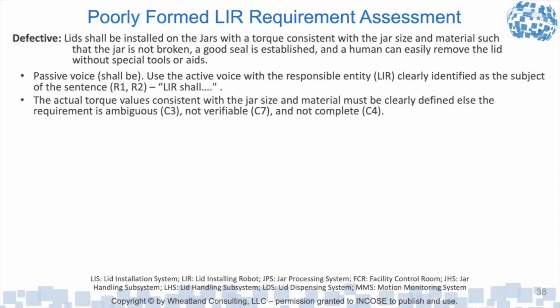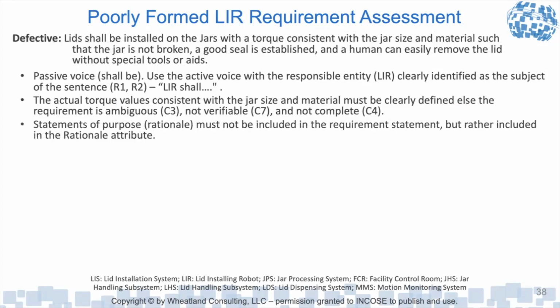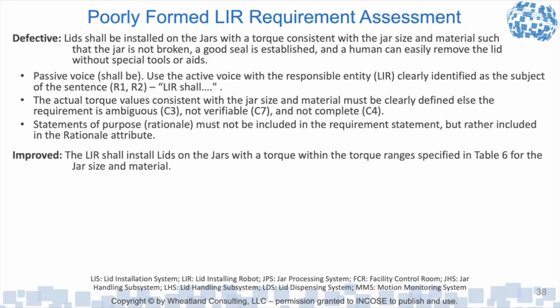The actual torque value, consistent with the jar size and material, must be clearly defined, else the requirement is ambiguous, not verifiable, not complete. Statements of purpose or rationale must not be included in the requirement statement, but rather included in the rationale attribute. An improved version: the LAR shall install lids on the jars with the torque within the torque ranges specified in Table 6 for the jar size and material.